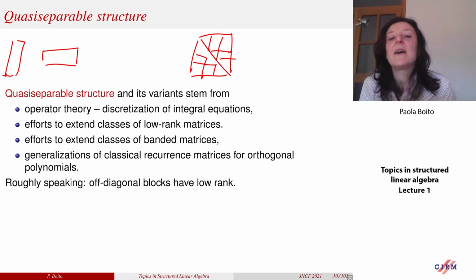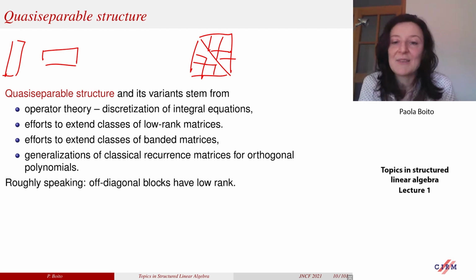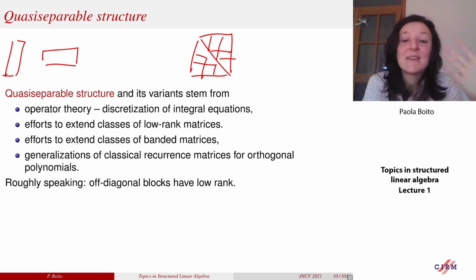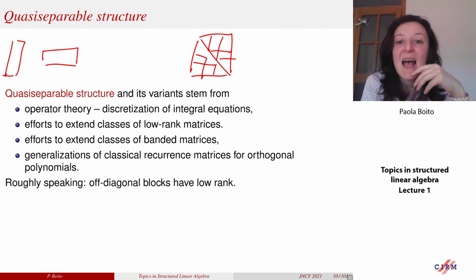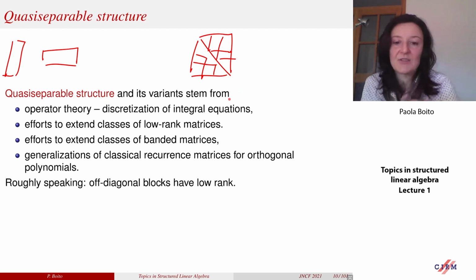Historically speaking, quasi-separable structure was born from the discretization of integral equations, integral kernels. You could have an integral kernel, a bivariate function that's separable, because you can write it as a product of two univariate functions in the different variables. So think f of x times g of y. And the discretization would give you a rank 1 or low-rank matrix. A generalization of this approach gives us a quasi-separable structure.